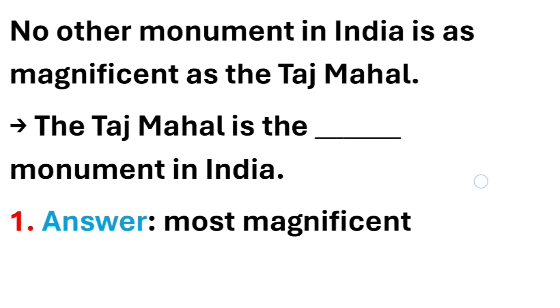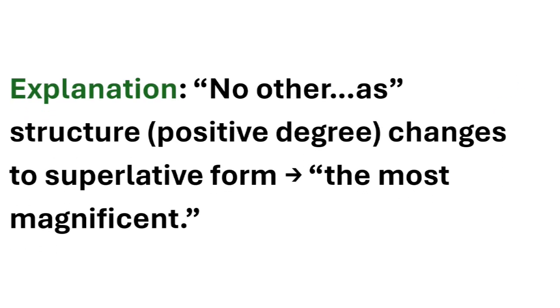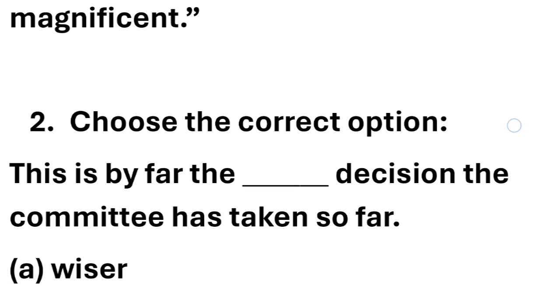And the fill in the blank was: the Taj Mahal is the most magnificent. That should be the answer. So always remember, in the explanation we're going to talk about this: whenever words start with "no other" than adjective and "as" with this structure, the positive degree, this changes to superlative form, the most magnificent.